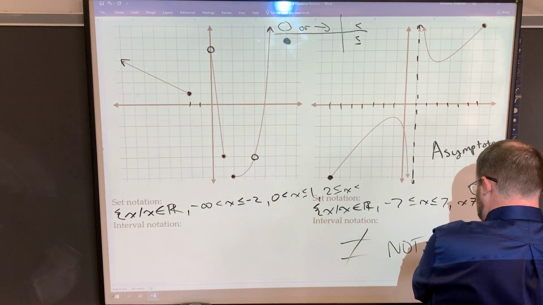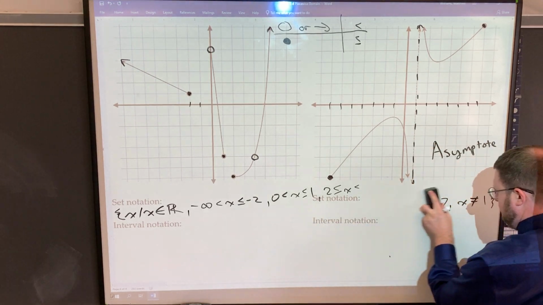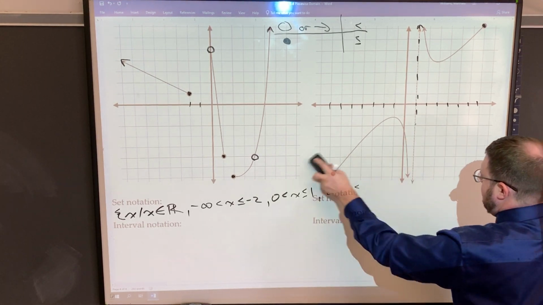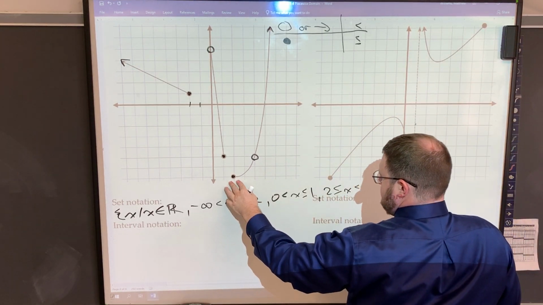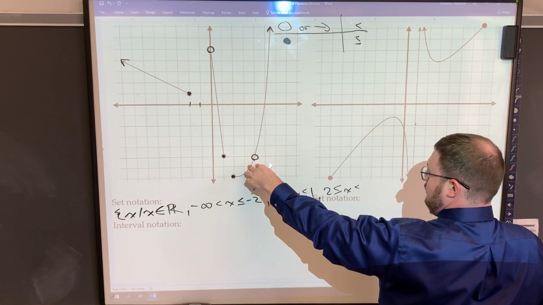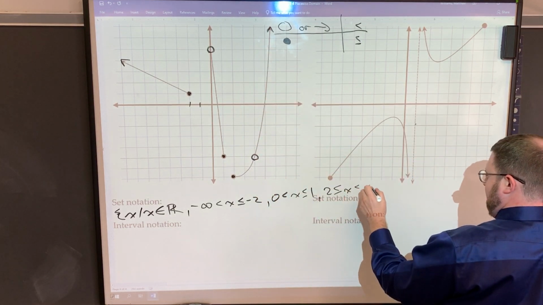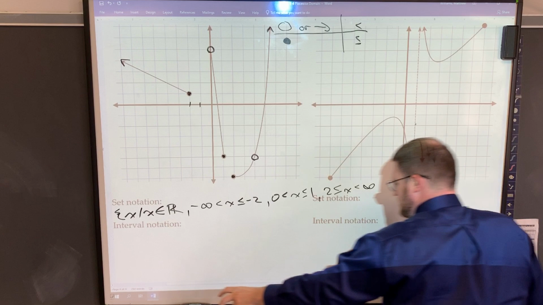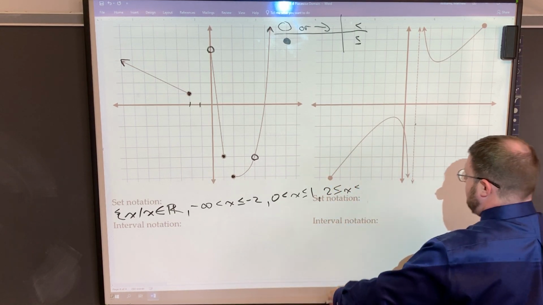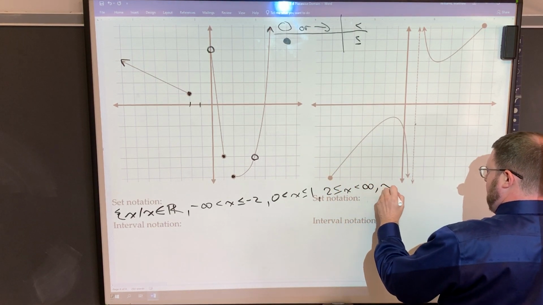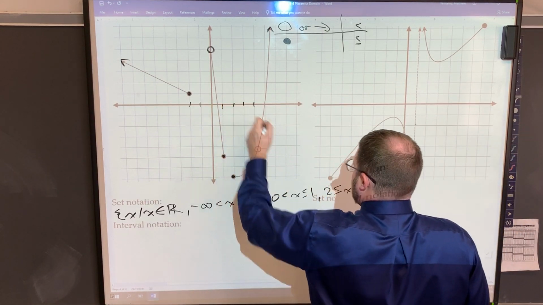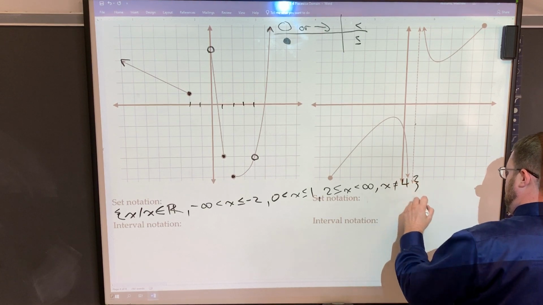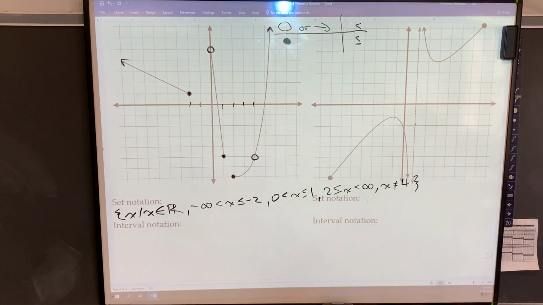You know what? I'm going to erase this so it's a bit clearer. 2, we're going to skip over this. We'll deal with it in a second. Arrow going to the right is infinity, and in set notation, to exclude a single value, you're going to put x is not equal to whatever that is, which is 1, 2, 3, 4. Okay, so this is the full domain in set notation.